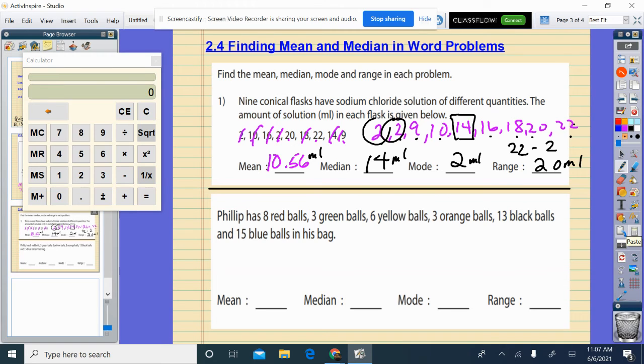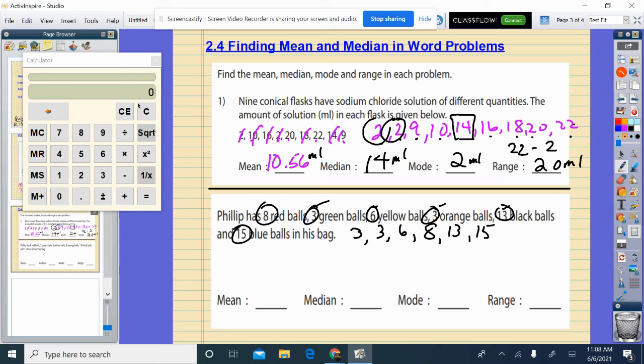Let's go to another one. Philip has 8 red balls, 3 green balls, 6 yellow balls, 3 orange balls, 13 black balls, and 15 blue balls in his bag. What I'm going to do now is order these right from the get-go because I know that I need to find the median. I'm just going to make it easy for myself to begin with. Okay, so there are 1, 2, 3, 4, 5, 6 values.